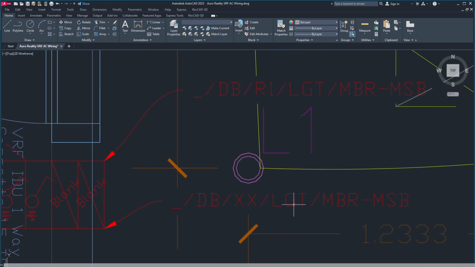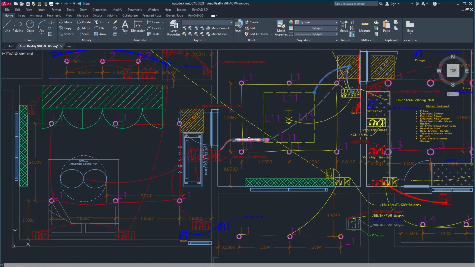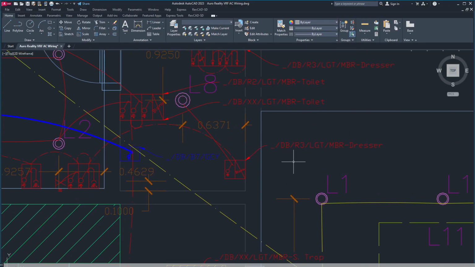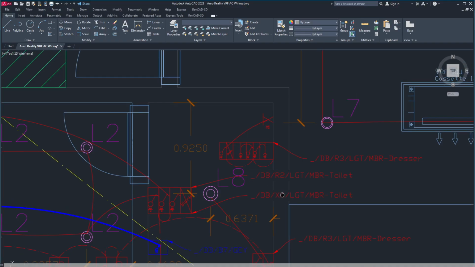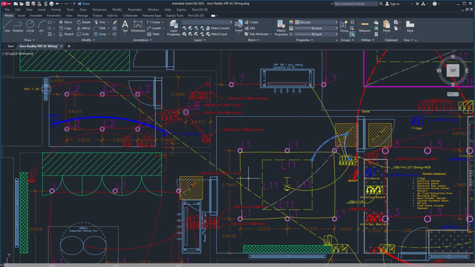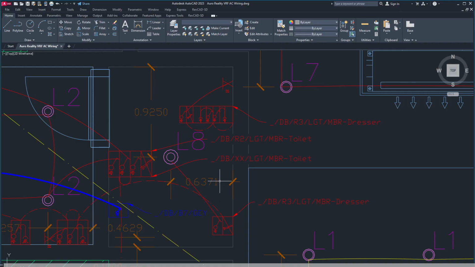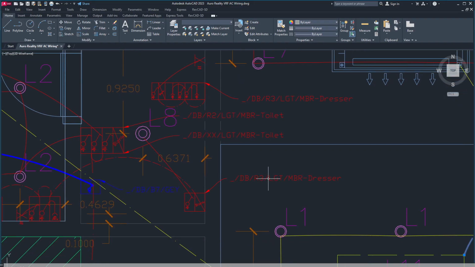So R1, so basically this is coming from R1. This is R3, this is R3, and this is R3. So a typical electrician might be confused. So we do have electricians with us who are competent to do this kind of work. There is one R3 here, there is one R3 here.